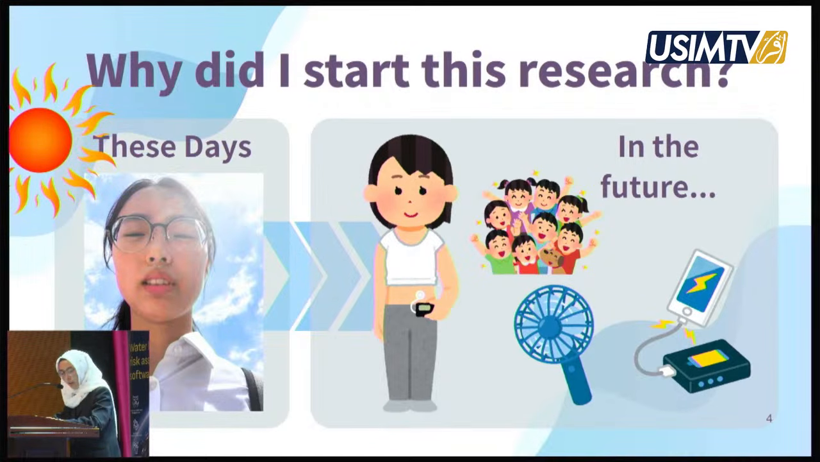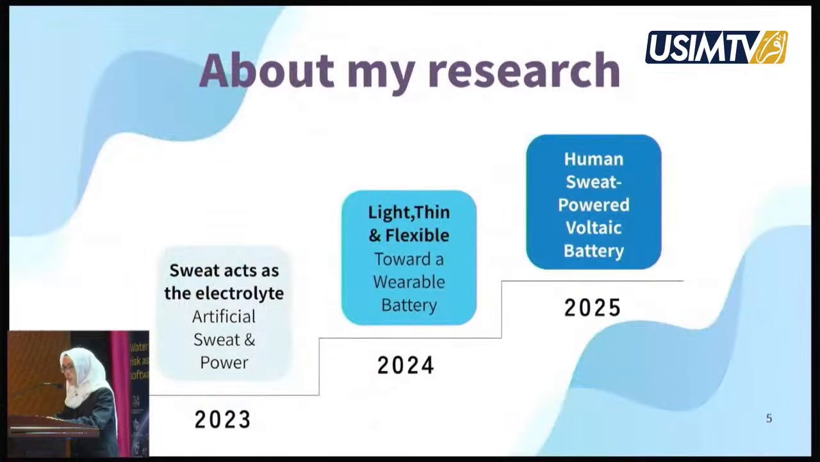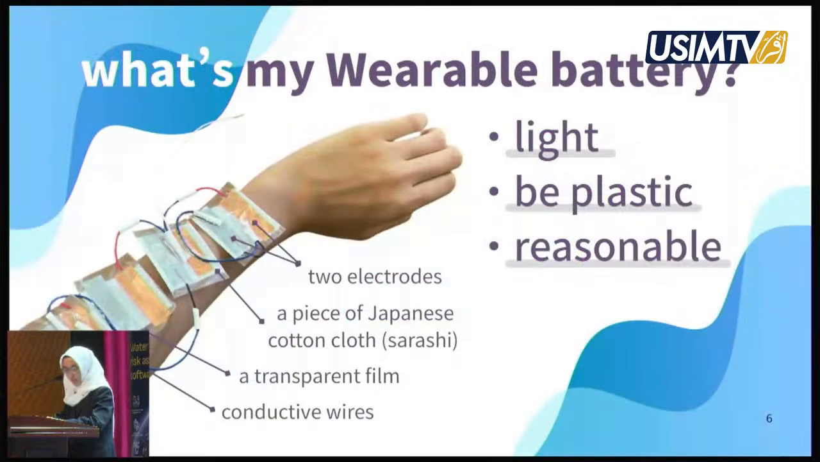So, my research has developed over the past 3 years. In 2023, I studied how sweat could work as an electrolyte in a voltaic battery. In 2024, I made the battery lighter, thinner, and more flexible. In 2025, I generated electricity from real human sweat. This year, I changed the battery system to increase electricity generation.